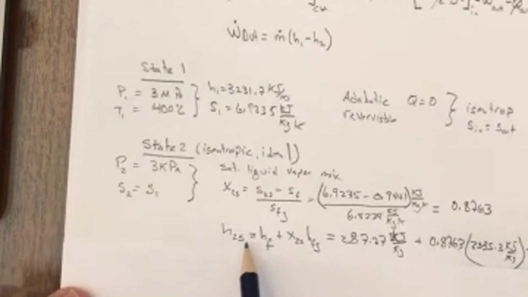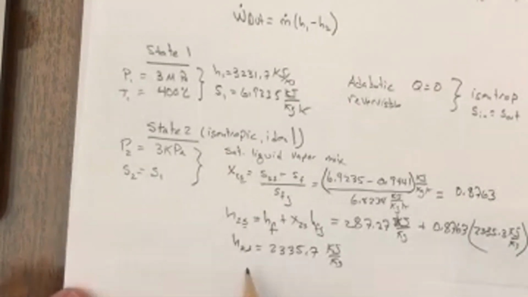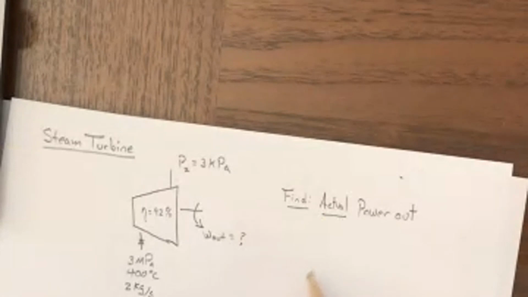Notice I'm putting this S here, H2S, X2S. That's to remind us that this is the isentropic state. This is the ideal state. So I can go ahead and look these values up at these conditions and get an H2S of 2,335.7, but that's the isentropic state. And I can fix that with this 92%. I can determine what the actual work is going to be. So this is a key word here, actual. If they had said, what's the ideal work, then you would be solving for the isentropic work versus the actual work.